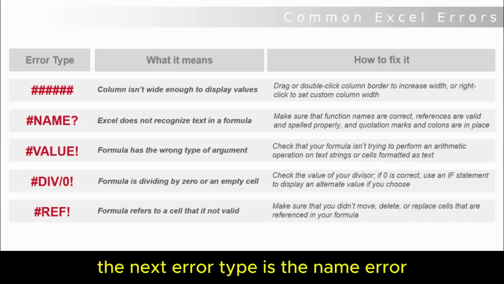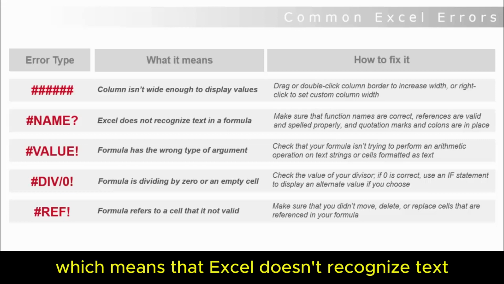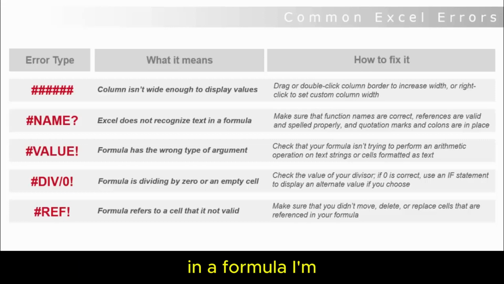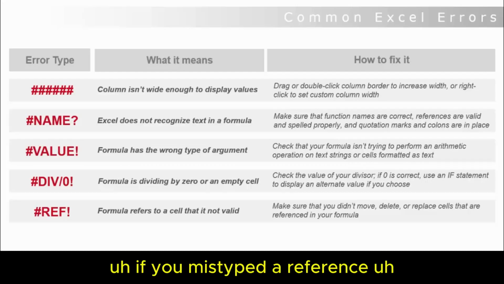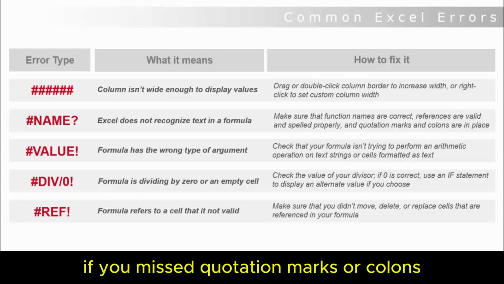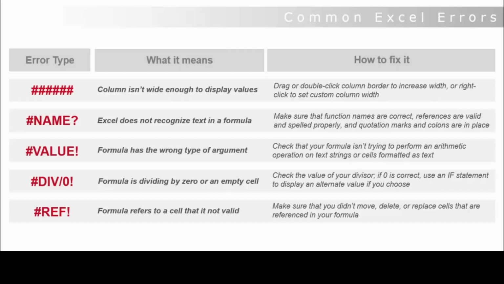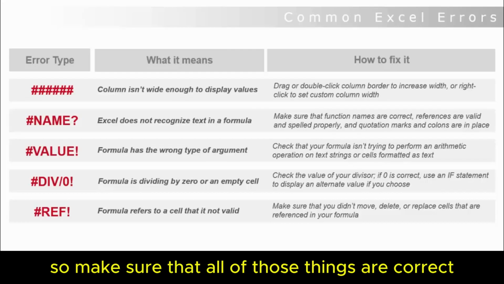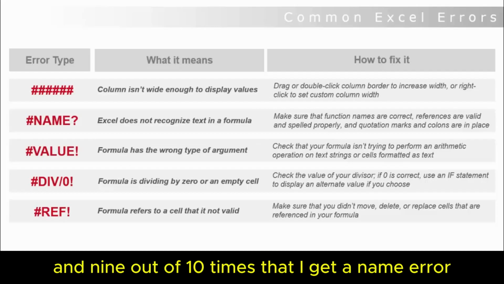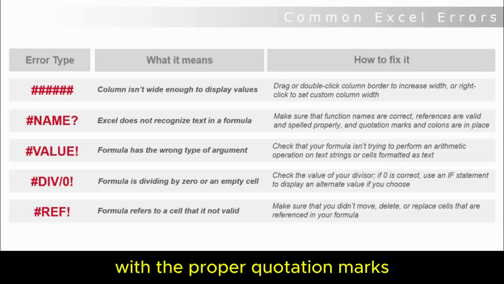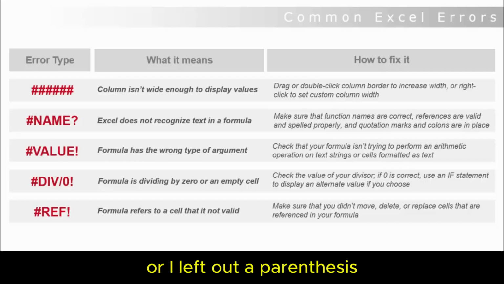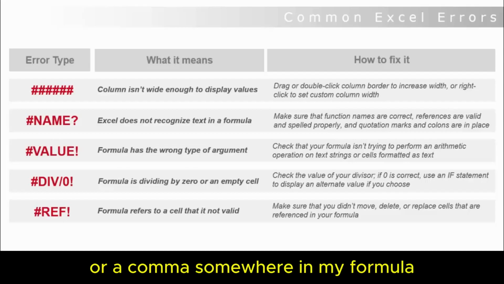The next error type is the name error, which means that Excel doesn't recognize text in a formula. So this could happen if you type your function name wrong, if you mistyped a reference, if you miss quotation marks or colons. So make sure that all of those things are correct. 9 out of 10 times that I get a name error, it's because I didn't surround a text string within a formula with the proper quotation marks, or I left out a parenthesis or a comma somewhere in my formula.